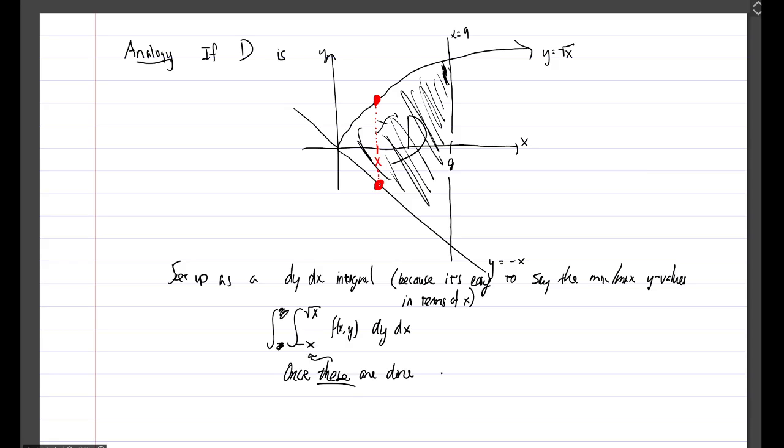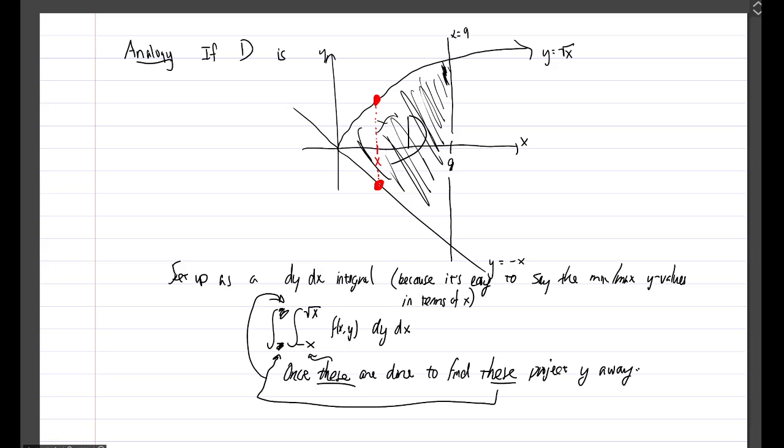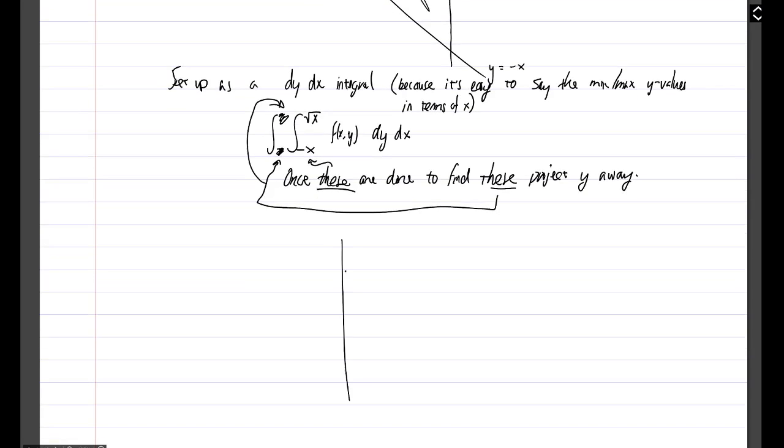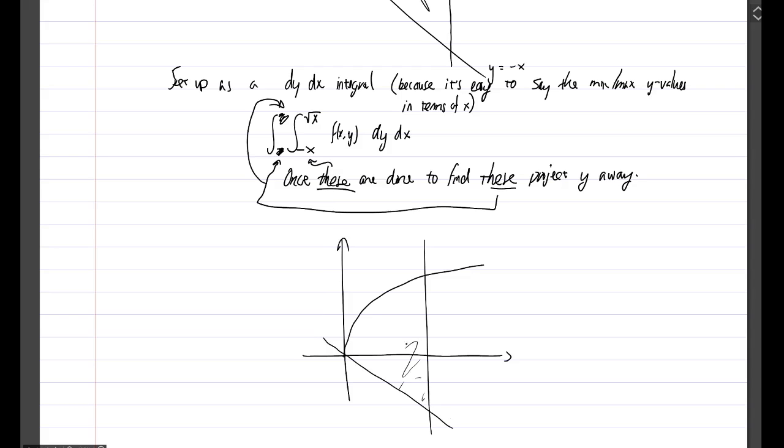Then, to find these, where there's just little squiggles, project y away. So what does that look like? I'm going to redraw the picture that we had. As a rougher picture, we had the sideways half parabola, the vertical line, and the slanted line. There's a shaded region here, and I'll try to lightly shade it right now.